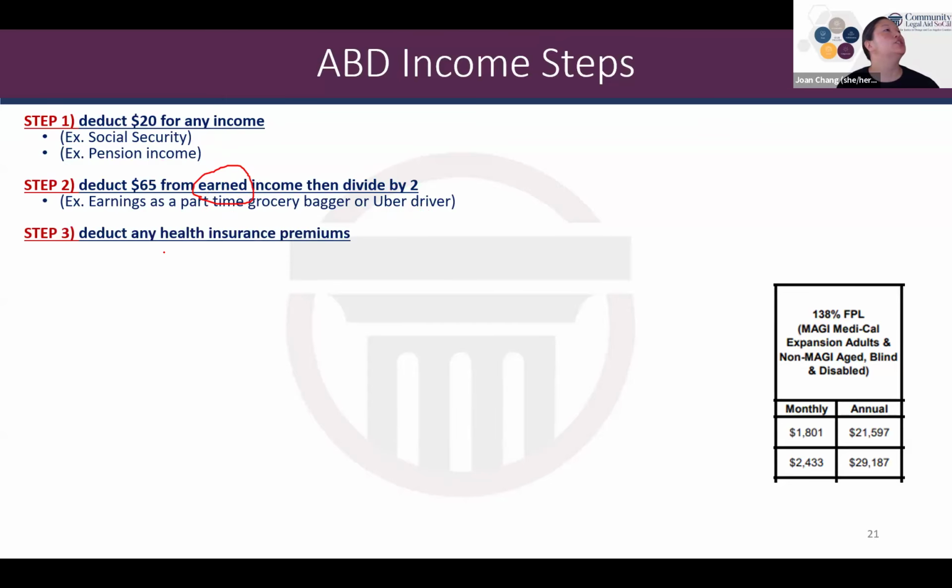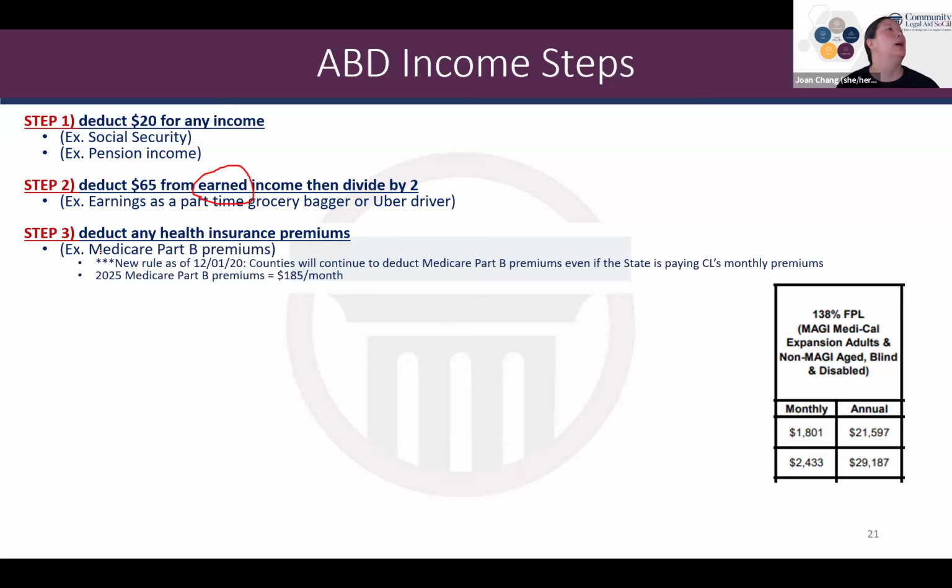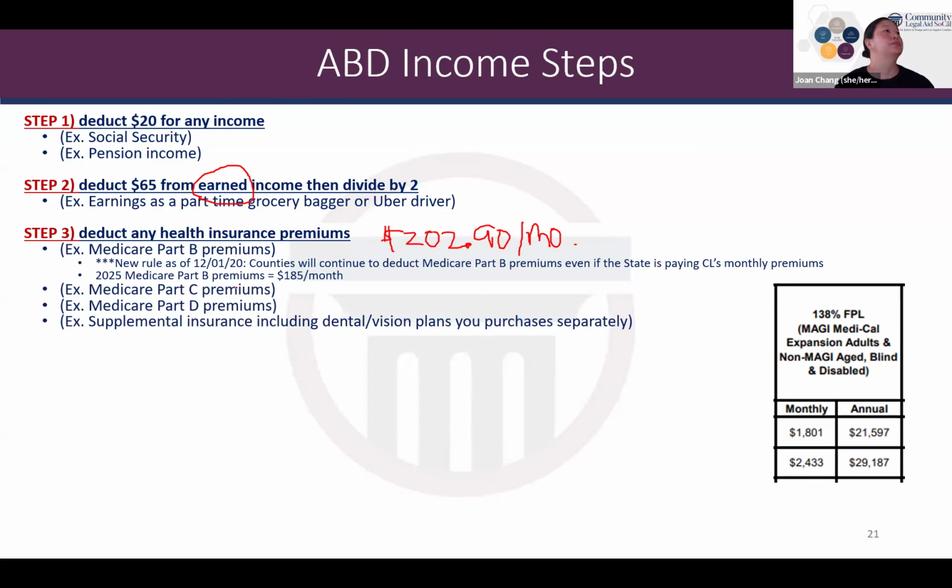Step 3 is you get to subtract any health insurance premiums. Okay, so we're talking about Part B premiums. Part B, I think right now, what is it? I wrote it down. It's $202.90 per month for Part B. So you get to deduct this because this is not money you're taking home. This gets taken out of your Social Security check each month. So that's not money in your pocket. So you get to deduct this amount for your Medicare Part B.